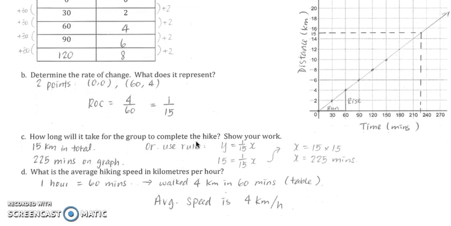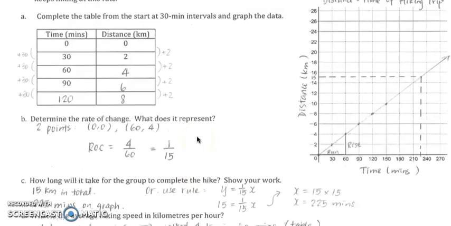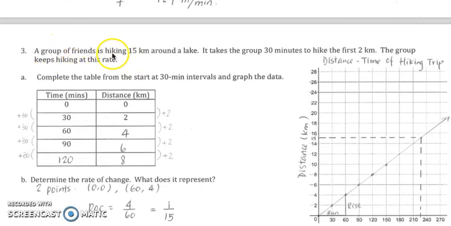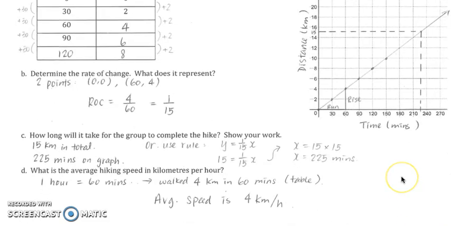How long will it take for the group to complete the hike? Show your work. So now we need to remember that the question told us the hiking trip is around a 15-kilometer path. Because we have the graph here, we can actually interpolate. We can estimate. So go to a distance of 15 kilometers. And what time does it show you? Well, it is halfway between 210 and 240. So it must be at 225 minutes.